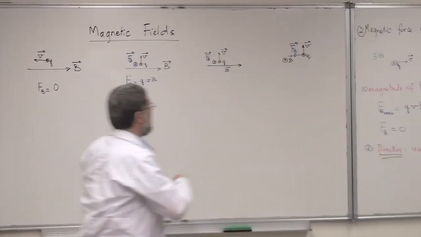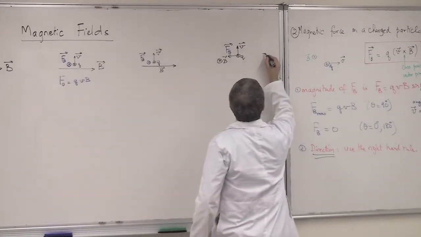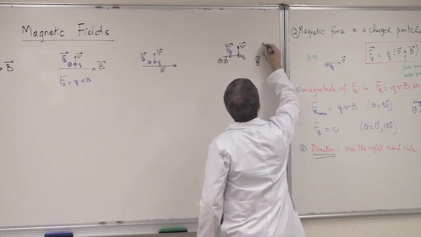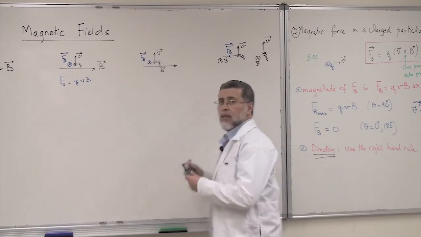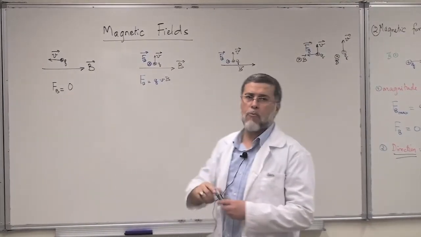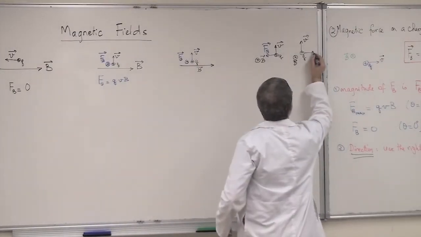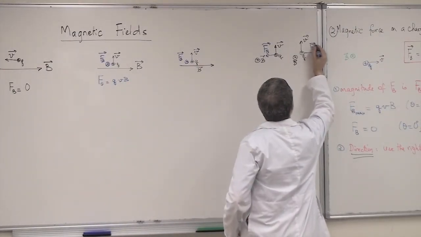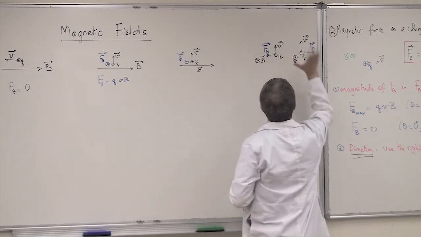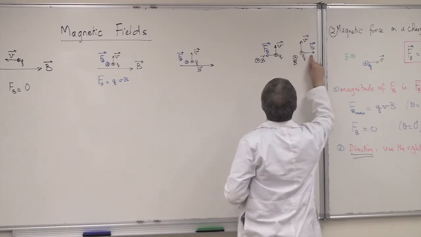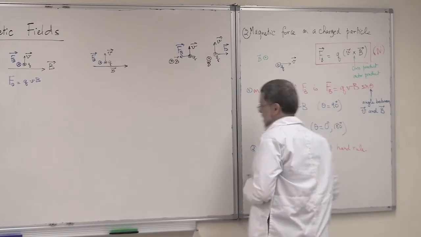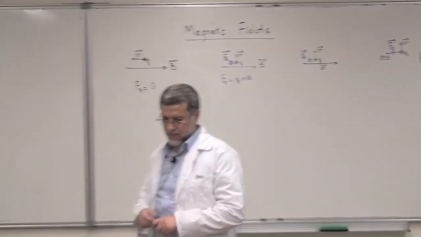If my charge was negative, and I have the same situation for B and V, my force will be what? In which direction? You use the hand rule, and then you take the opposite direction. My force FB will be to the right, like this. Here the force is to the left. Here I use the same rule, but then I reverse the direction of the force, because for the negative charge there is a negative sign, so these are inverted.